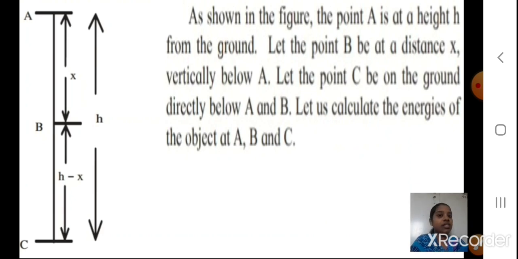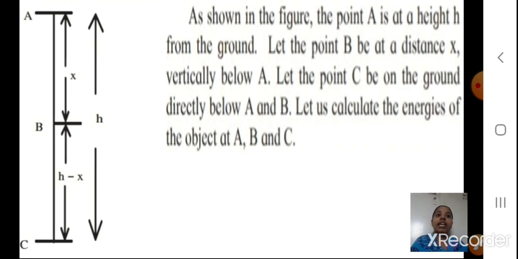You all know what is free fall. What was free fall that you have studied? An object is in free fall when it is only falling under the influence of gravity, under the influence of the gravitational force. At that time you can say that the object is in free fall.